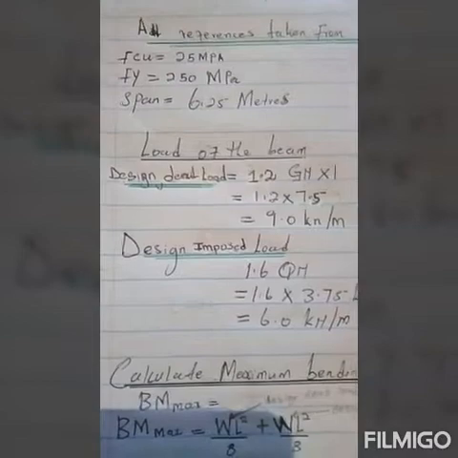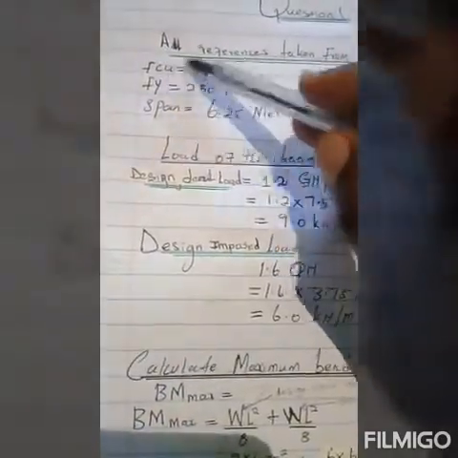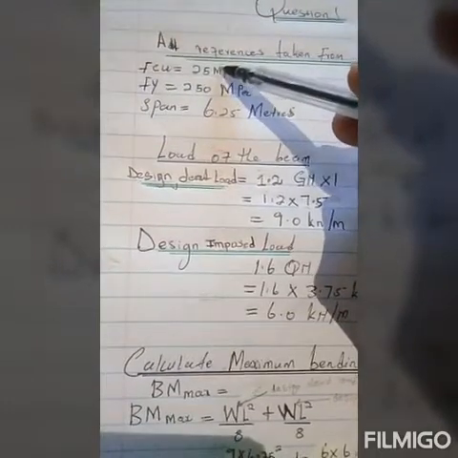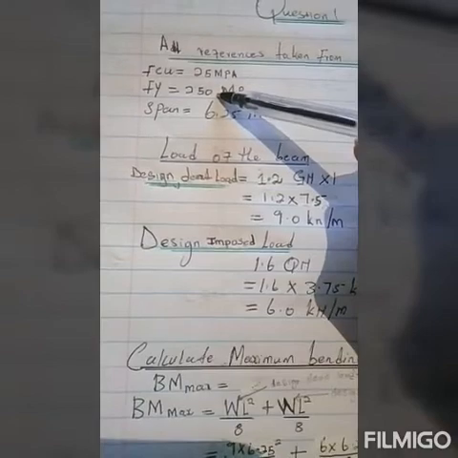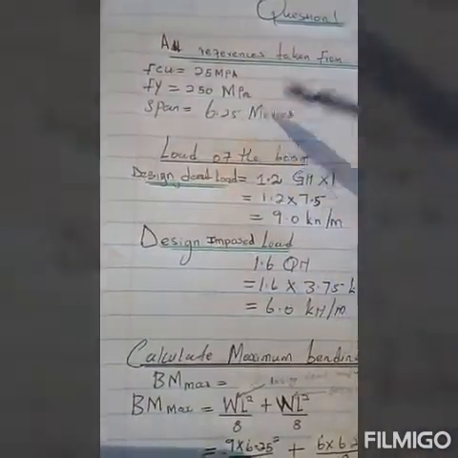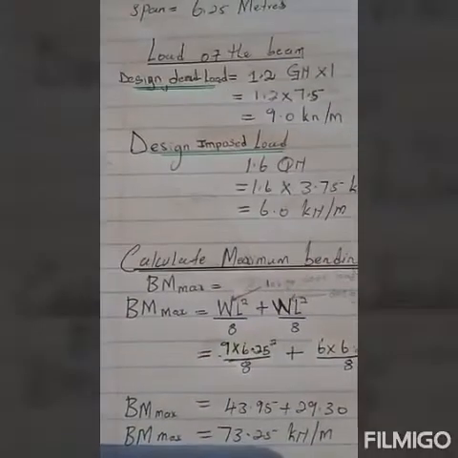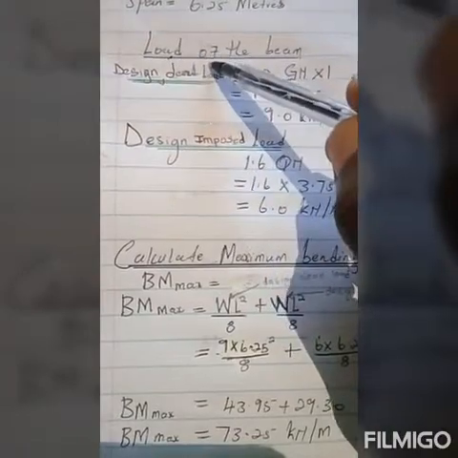So now let's kickstart with our calculations. This is the FCU, the stress of concrete, which is in grade 25. The FY is the mild steel reinforcement, which is 250. The span is 6.25. So let's start by calculating the load of the beam.